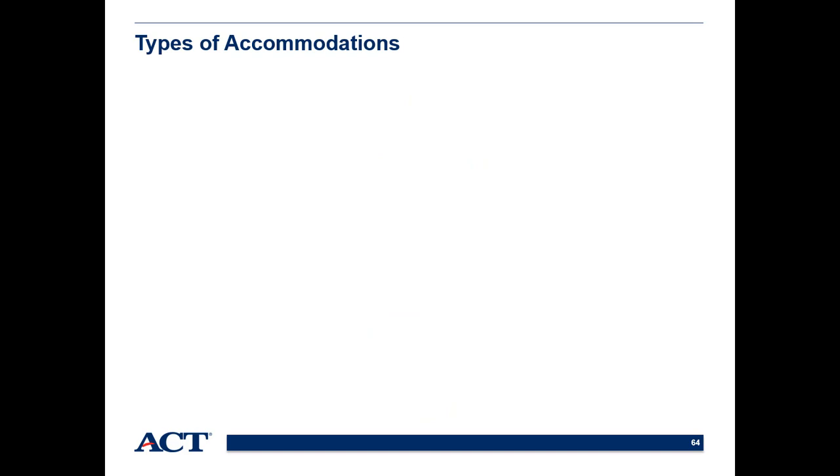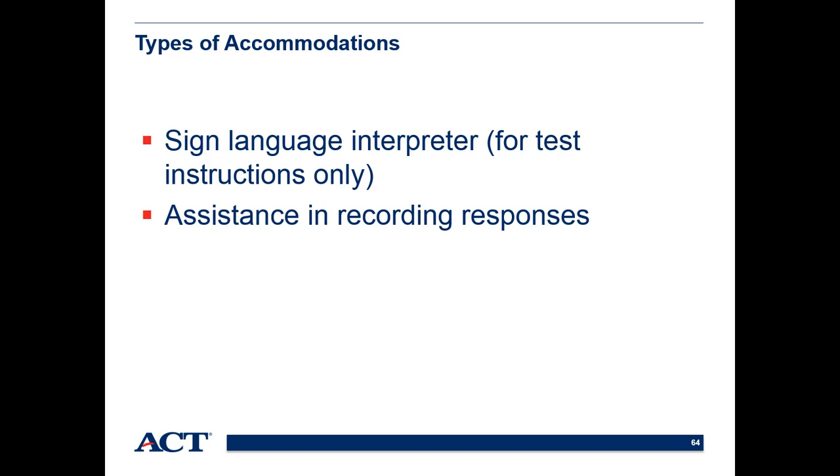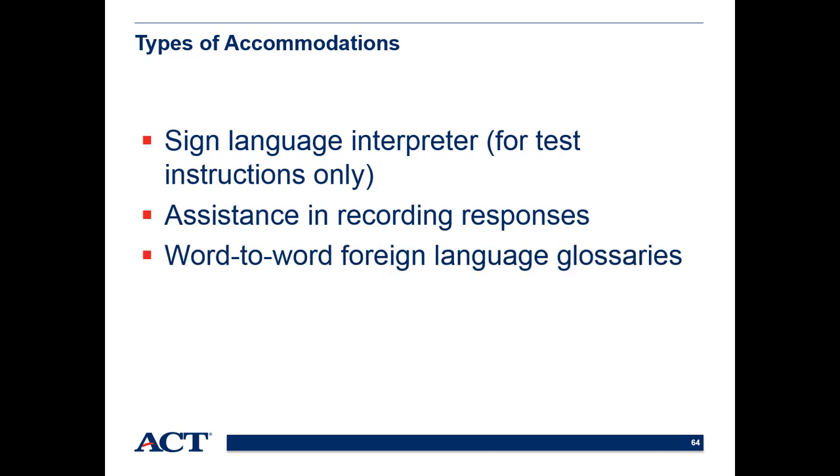So let's talk about types of accommodations. Again, these are not limited by this list. Refer to the admin manual for always the most up-to-date. You can use a sign language interpreter for the test instructions only, because it is an interpretation. Other accommodations include assistance in recording responses, the use of a word-to-word foreign language glossary, or the most common one for online testing, which is testing under extended time.